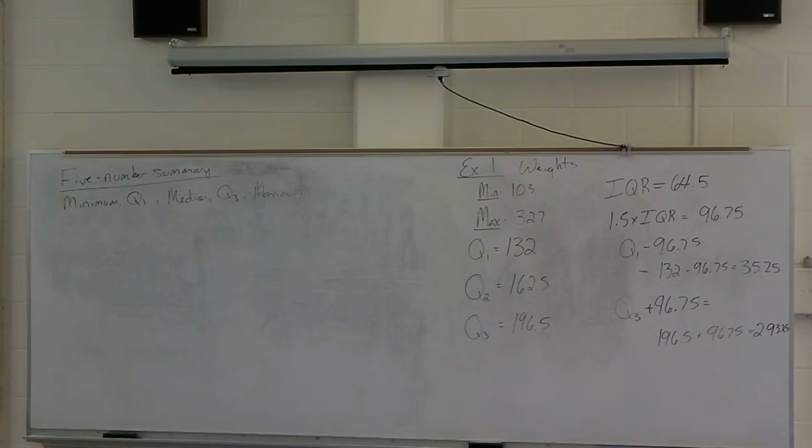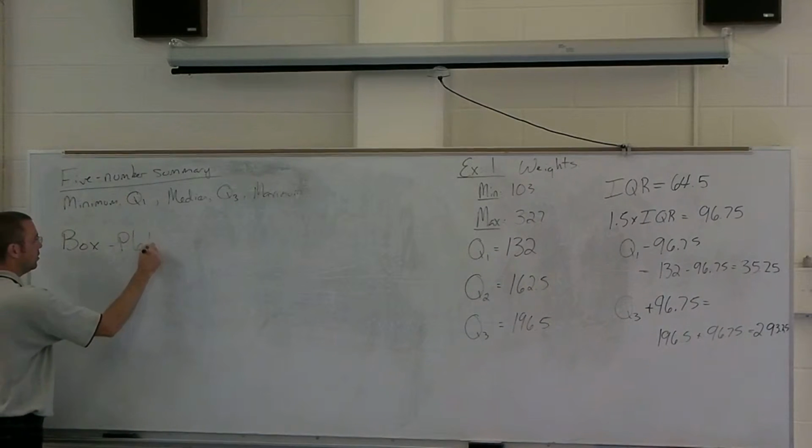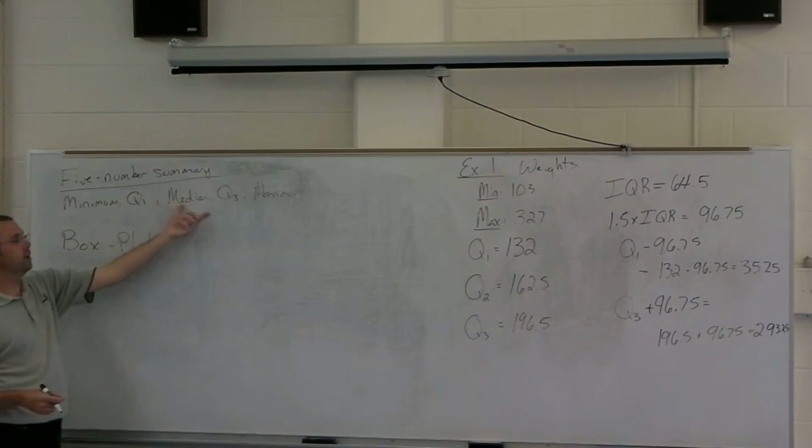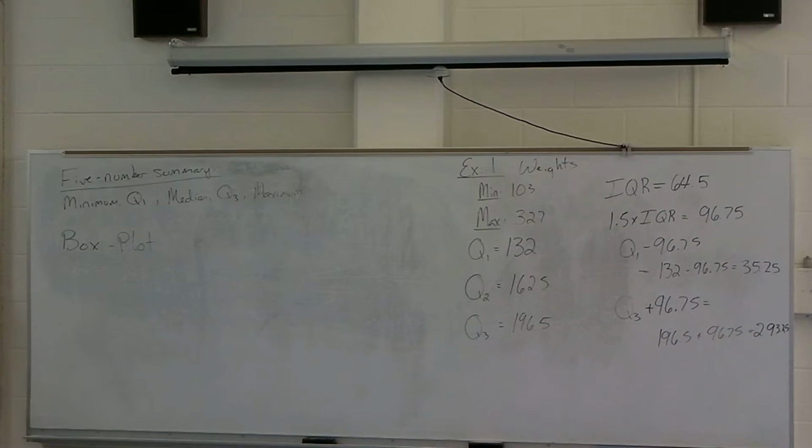Using these, we can construct what's typically referred to as a box plot. Sometimes you'll also see it as a box and whisker plot. And they have all sorts of different names for this thing. But it's just another way of visualizing how our data is spread out, or how it's distributed. When dealing with a box plot, the first thing you're going to do is work with the middle 3 numbers: Q1, the median, and Q3.